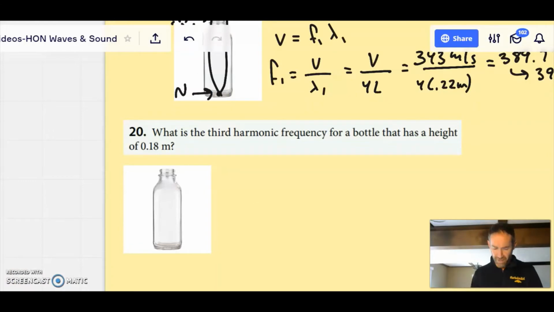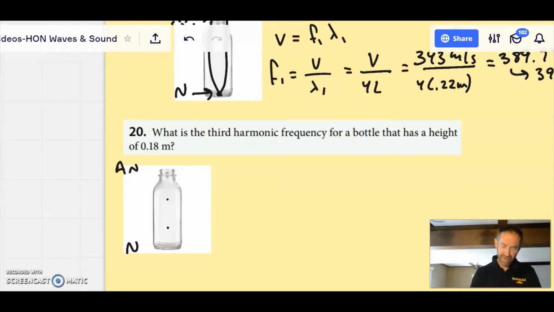On number 20, they say, what's a third harmonic frequency for a bottle that has a height of 0.18 meters? Now, you could go straight at this and get an answer very quickly. You could think, all right, the third harmonic frequency is going to have 3/4 of a wavelength in the bottle. So if I wanted to do a nice job here, I'd try to split this up into thirds. There we go. And I have to have that node at the bottom, and I have to have that antinode at the top.